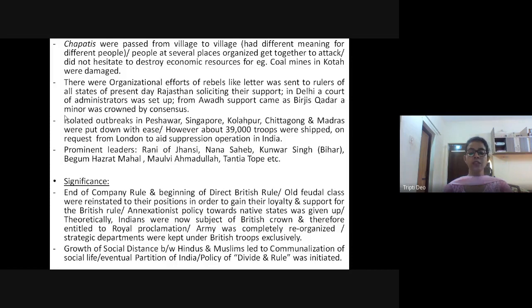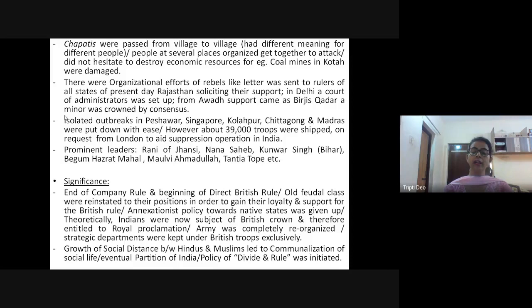Annexationist policy towards native states was given up. Annexationist policy, I mean, through the doctrine of lapse and subsidiary alliance. That was now given up. Theoretically, Indians were now subject to the British crown. That means Indians, India, had come under the direct control of the British queen, the British crown, and therefore were entitled to the royal proclamation.